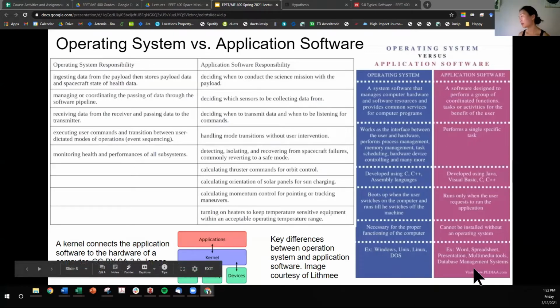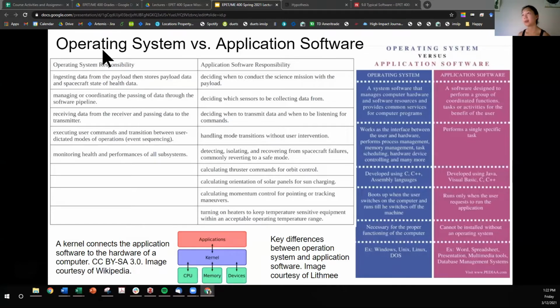general comparison chart on the right, but specific to spacecraft, let's talk about the operating system responsibilities. These include ingesting data from the payload, then storing payload data and spacecraft state of health data, managing or coordinating the passing of data through the software pipeline, executing user commands and transition between user-dictated modes of state, whereas application software responsibility is at a higher level.